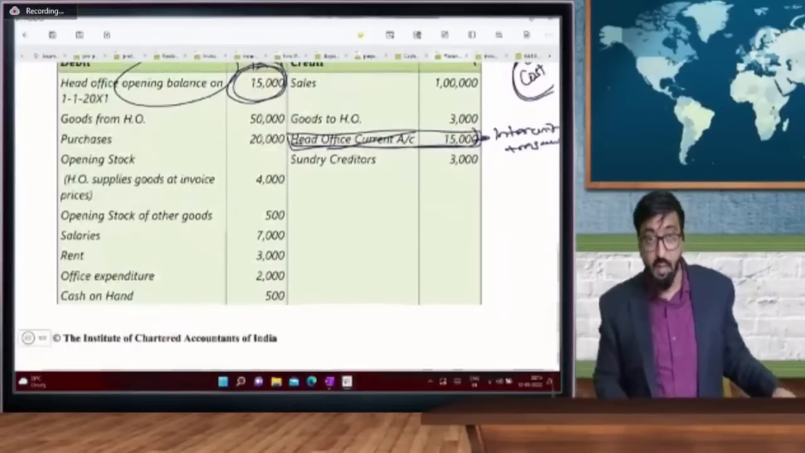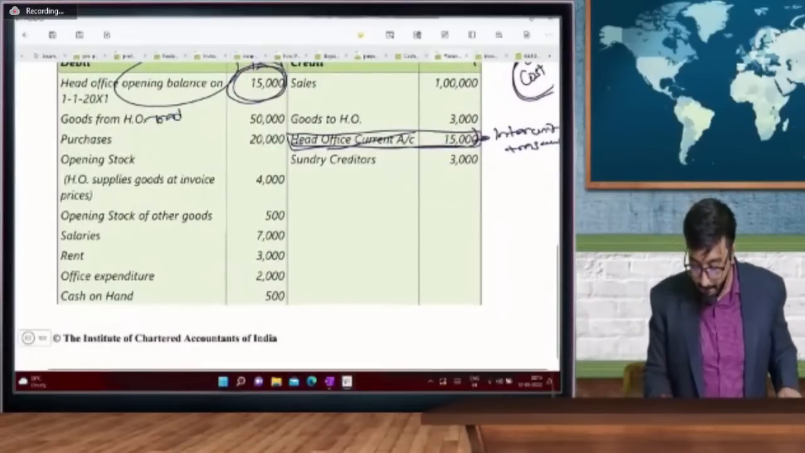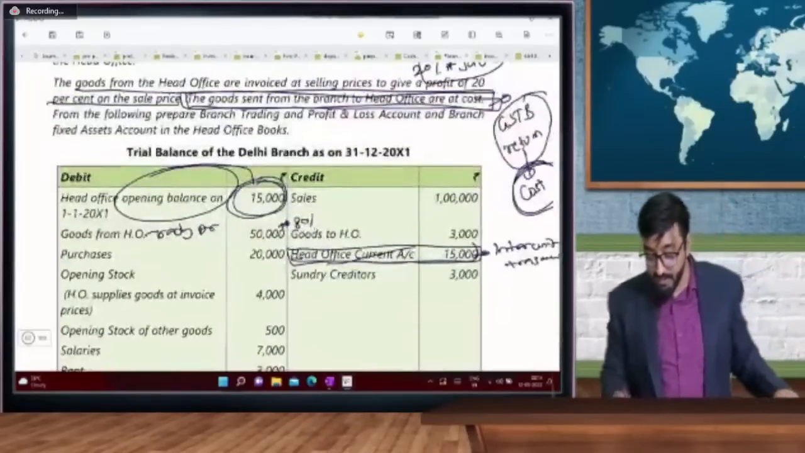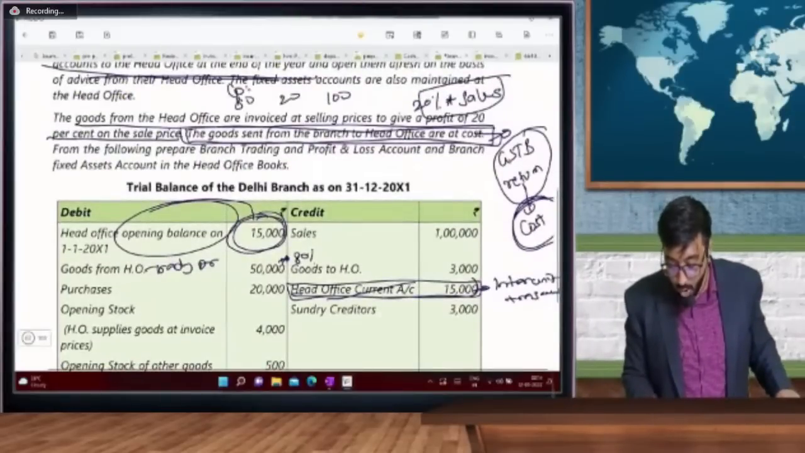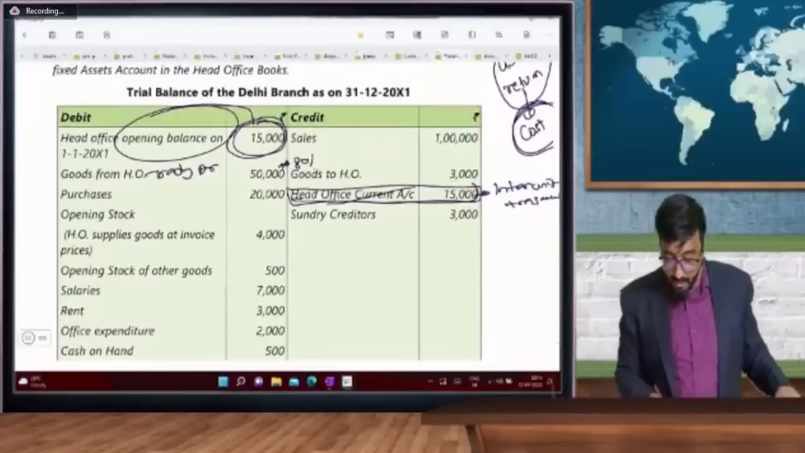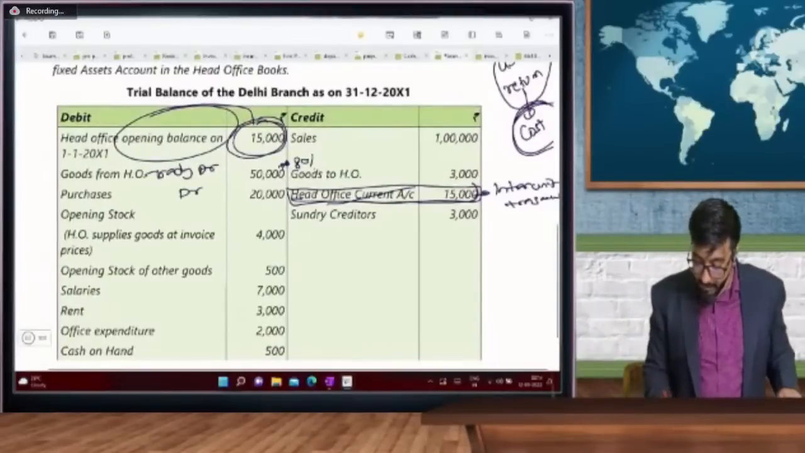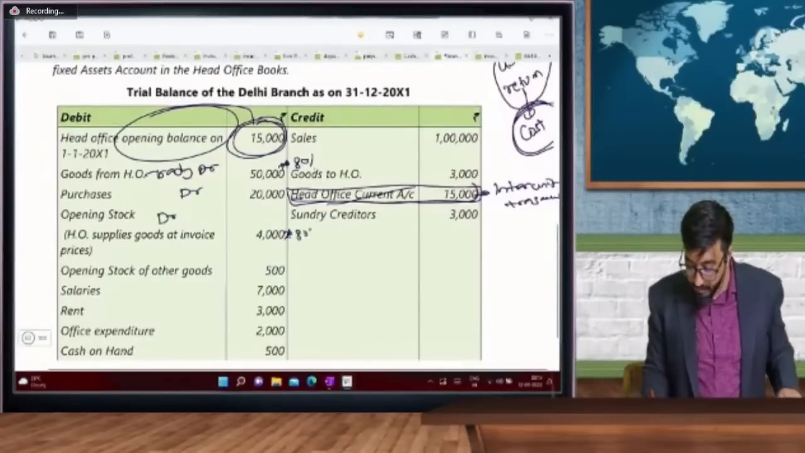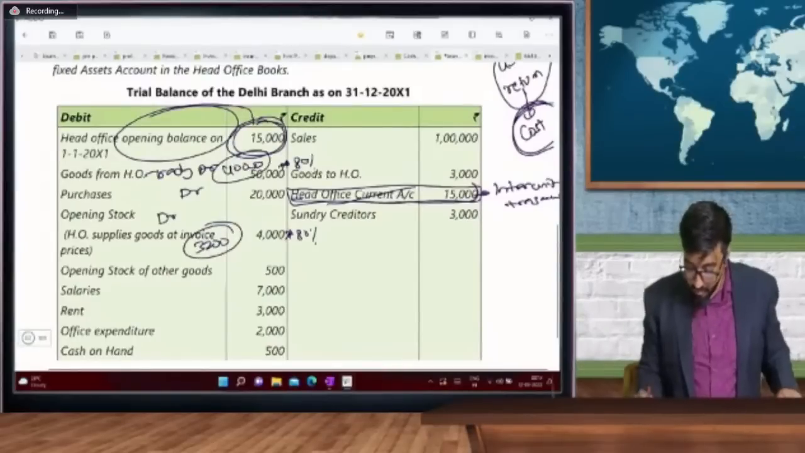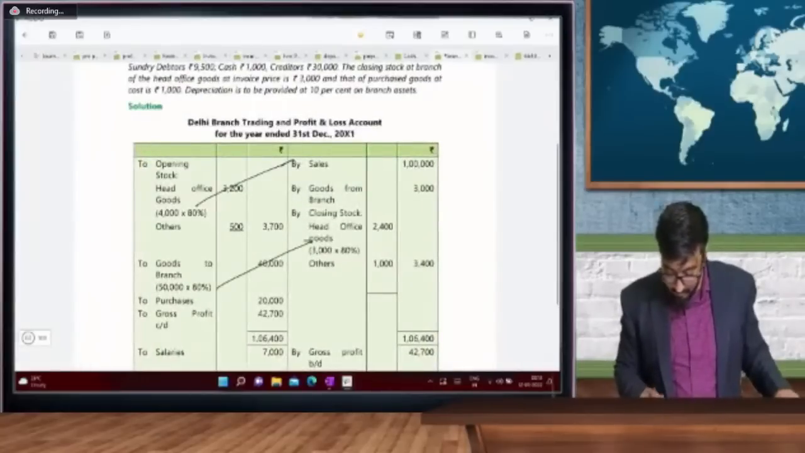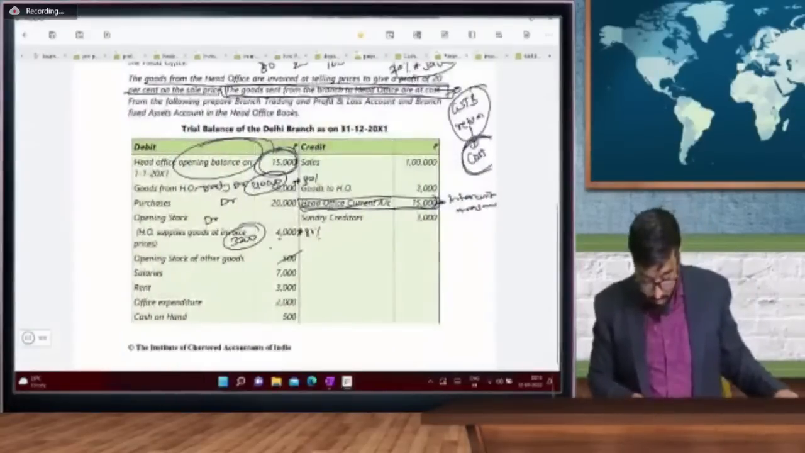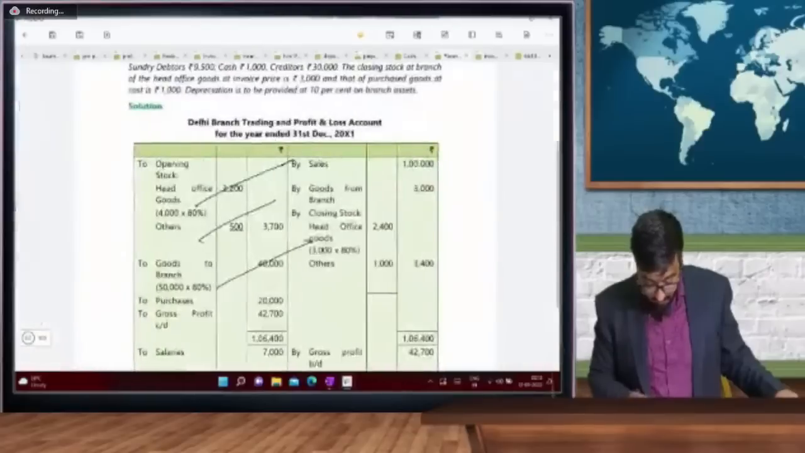Goods from HO, on the trading account debit side, but you will record it at 50,000 into 80%, because 20% is loading, so 80% will be your cost. Purchases debit, opening stock debit: 4,000 into 80%, you will record it at 3,200. So 40,000 and 3,200, you can check the answer. And 500 is the opening stock of other goods. Purchases 20,000 debit.